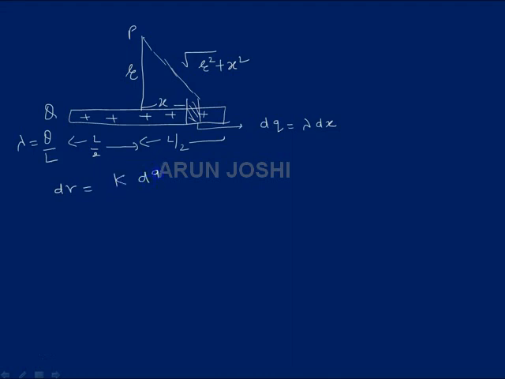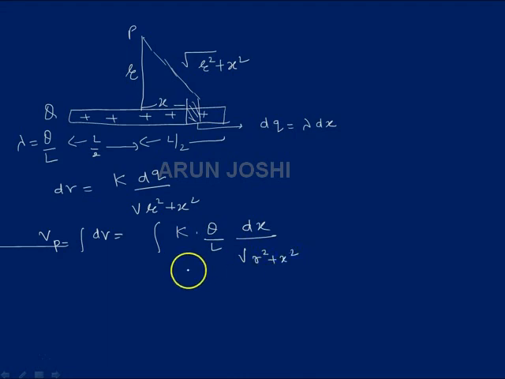We will say k dq by root r square plus x square. Then the total potential at point P, you will integrate it, and when you integrate, you write the values. dq is lambda dx, lambda is q by L, into dx upon root r square plus x square, and x is varying from minus L by 2 to plus L by 2. Some of you can write 2 times 0 to L by 2 also, that is also true.